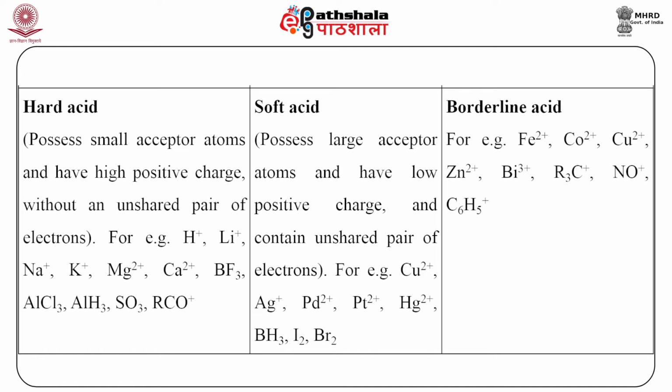Then you have the borderline cases which lie neither in the hard acid class nor in the soft acid class. They are the ferrous ions and the cobaltous ions, the cupric ions again, the zinc ions, the bismuth ions, and the trialkyl carbon, the NO plus, and the C6H5 plus, that is the phenyl cation.